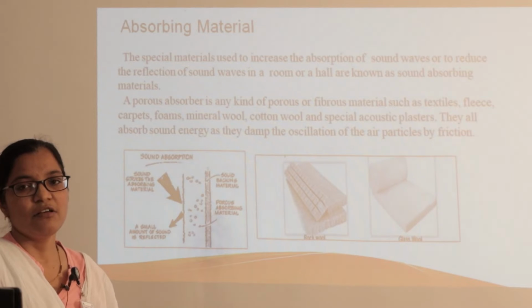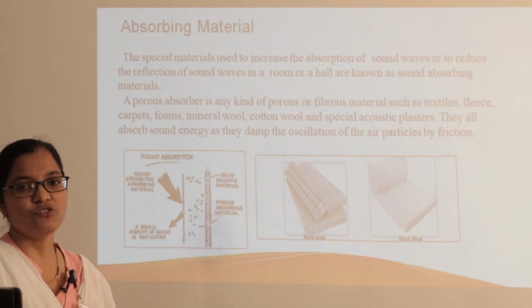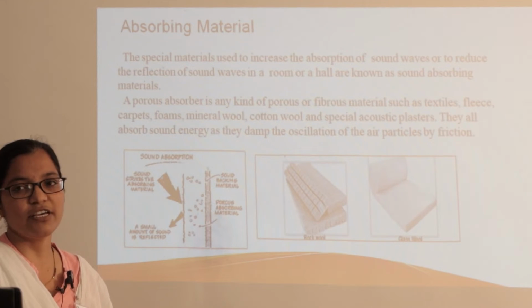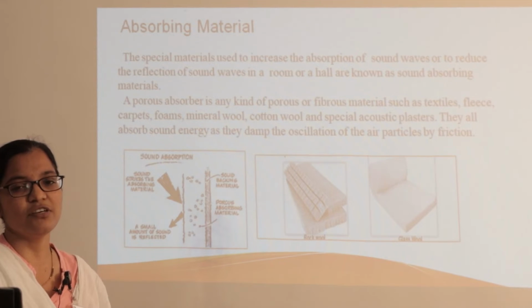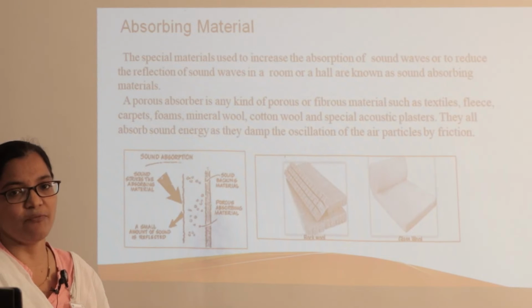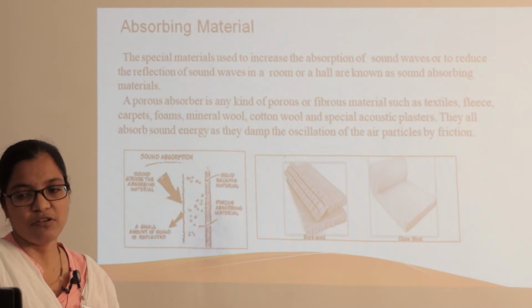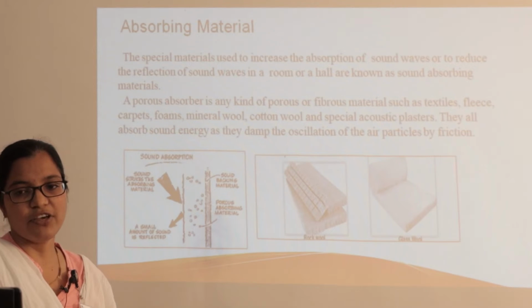Take the example of a washing machine. When a cycle is going on, what happens? We have excess noise or unwanted sound. So we can use some porous absorbing material there, which can absorb the sound energy, and this can be damped by friction. So here we have various examples of absorbing materials.